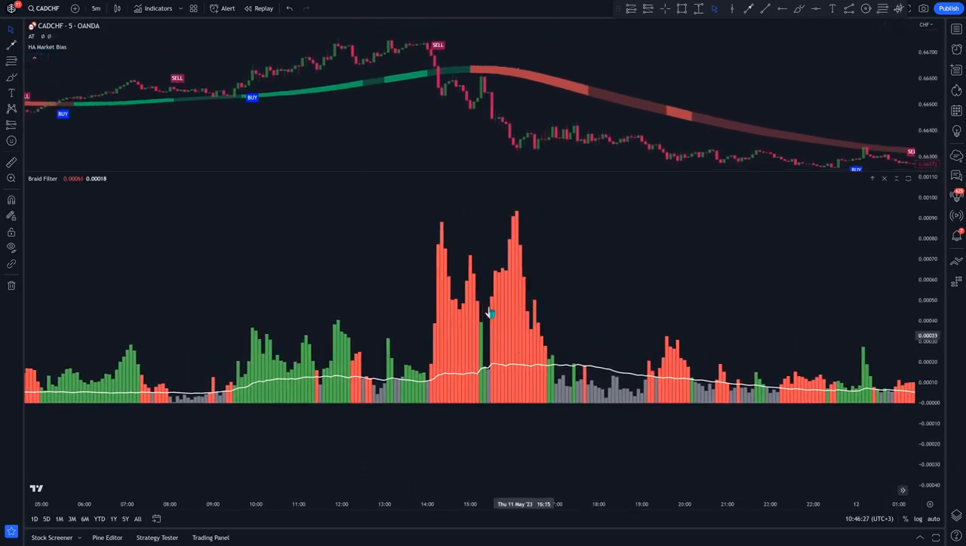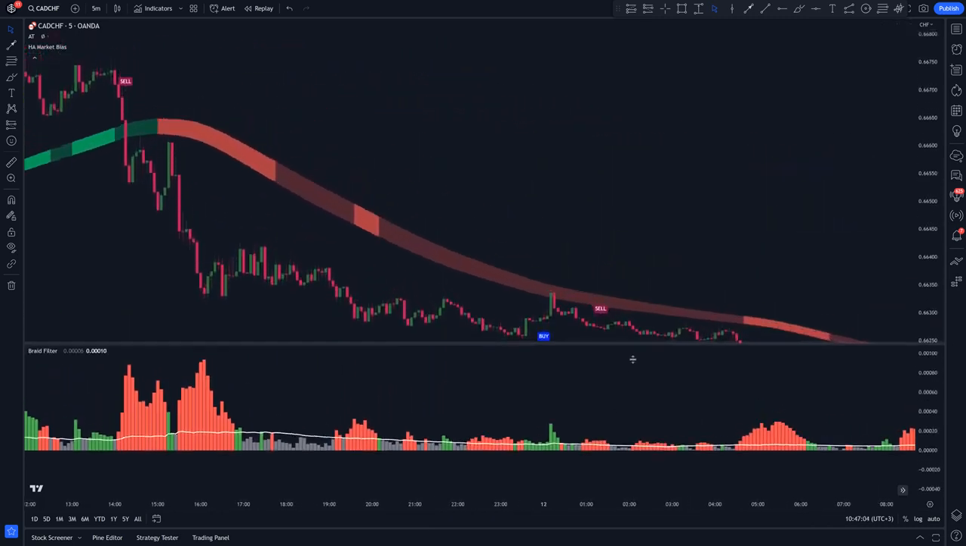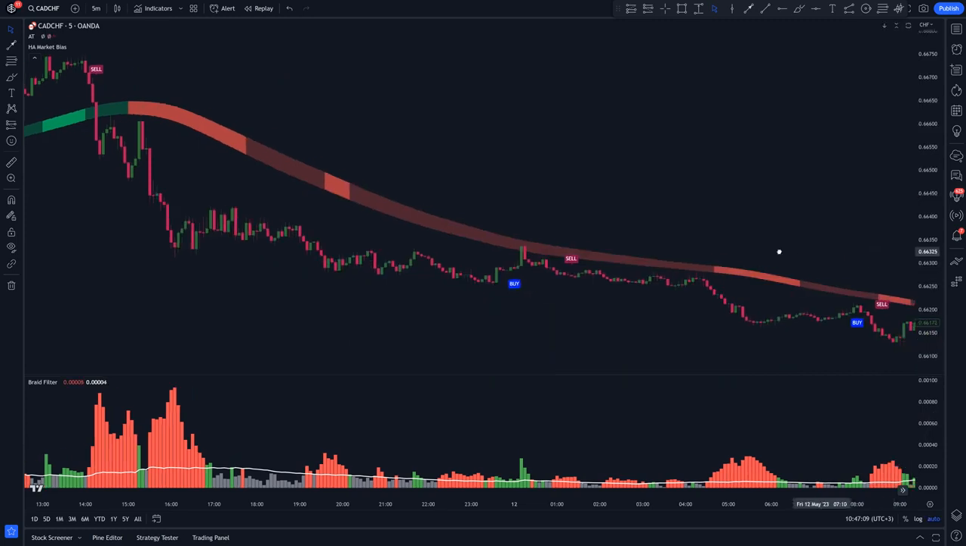When these histogram bars are colored green, that indicates bullish volume, and when they're colored red, that indicates bearish volume. And of course, the gray color indicates a sideways market or a lack of volume in the market. Now, to use these 2 indicators to filter out the bad signals produced by the Alpha Trend, here is how we're gonna do it.